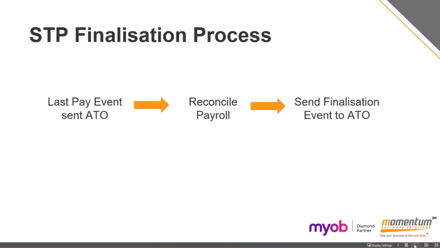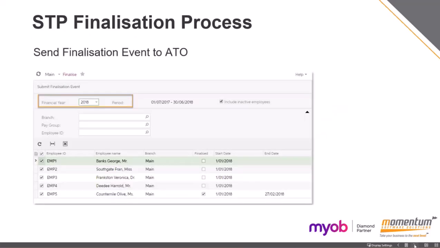The last step is the STP finalization process. After you have run all your reconciliation checks, processed the fringe benefit pay run, and processed the last pay event that's sent to the ATO, you will run the finalization event. In the payroll section, there is an STP finalization process. You will open the menu and select the appropriate financial year. That will be 2024.